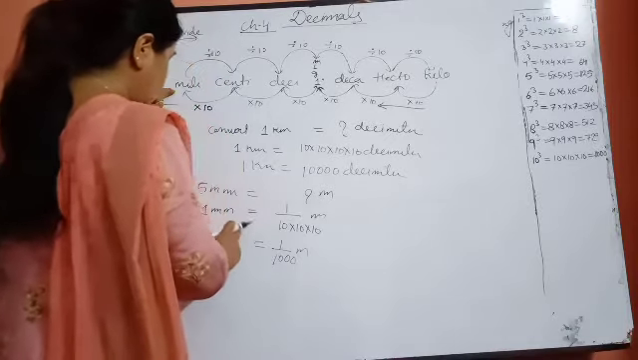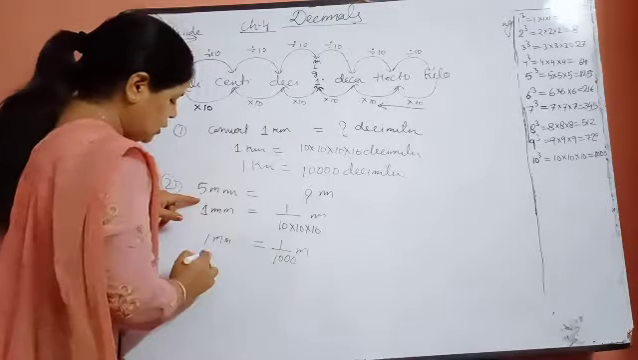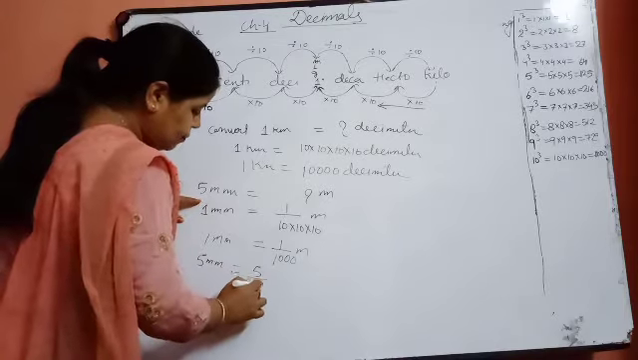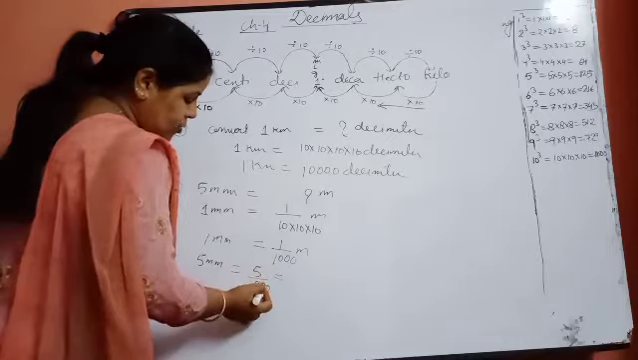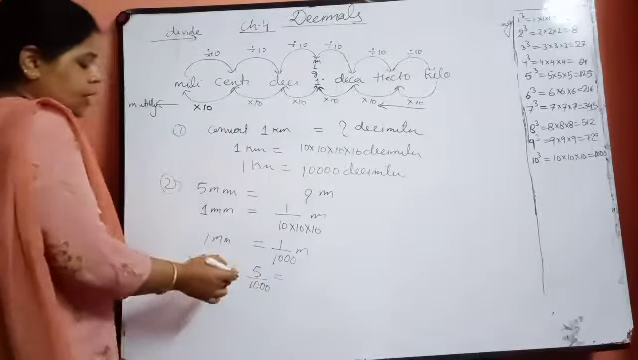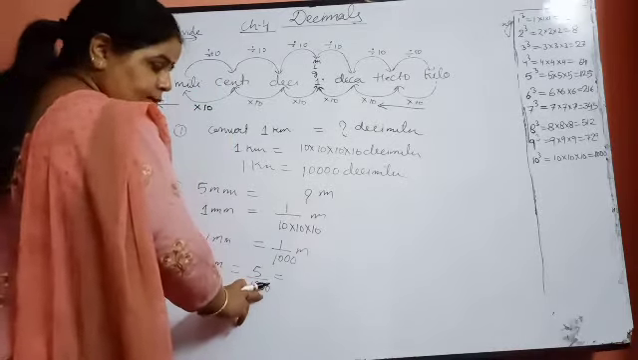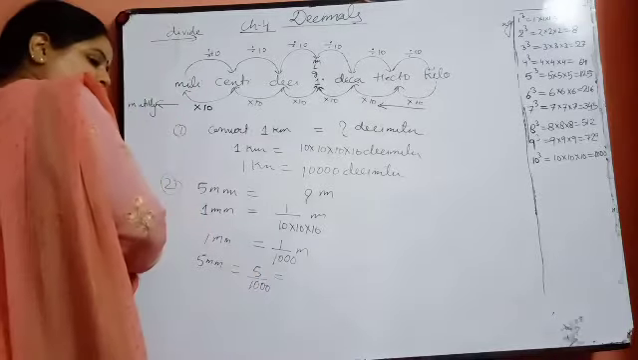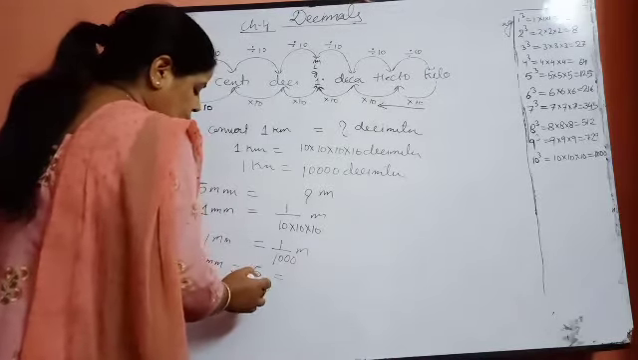Now see, 5 millimeter is equal to, 1 millimeter is equal to 1 upon 1000, so 5 millimeter is equal to 5 upon 1000 simply. So how much will it be? Now put the decimal. Everybody knows how to put the decimal. If it is divided by any number, then your decimal will move in the left direction. See, how many zeros are under it? 3 zeros. Okay, 3 zeros are under it.